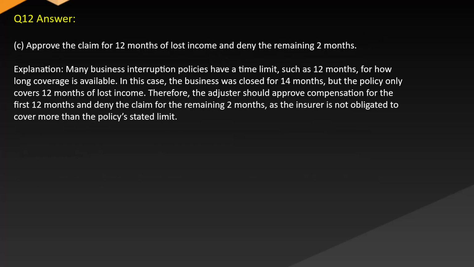Answer: C. Approve the claim for 12 months of lost income and deny the remaining 2 months. Explanation: many business interruption policies have a time limit, such as 12 months, for how long coverage is available. In this case, the business was closed for 14 months, but the policy only covers 12 months of lost income. Therefore, the adjuster should approve compensation for the first 12 months and deny the claim for the remaining 2 months, as the insurer is not obligated to cover more than the policy's stated limit.